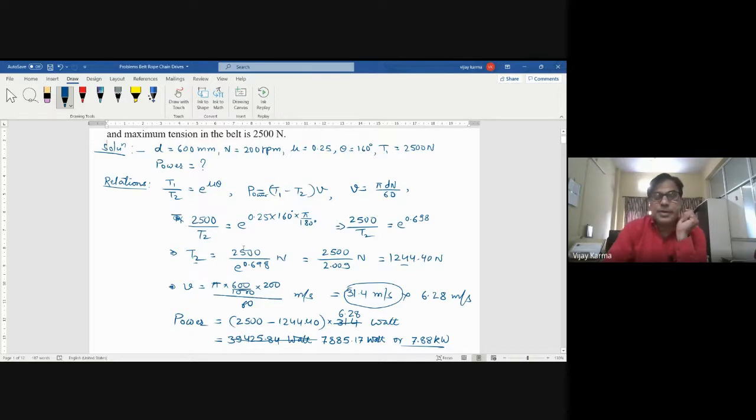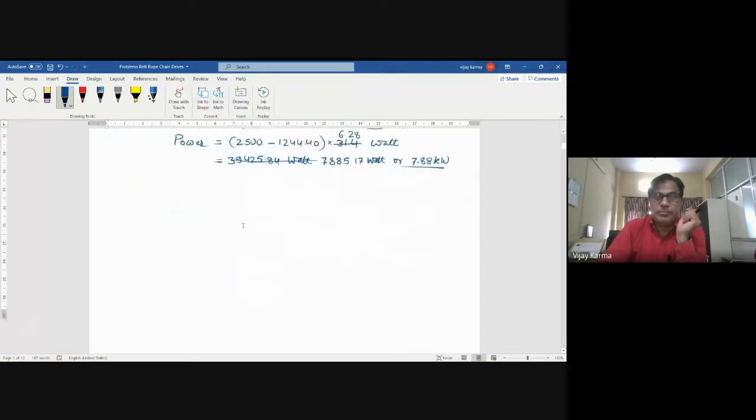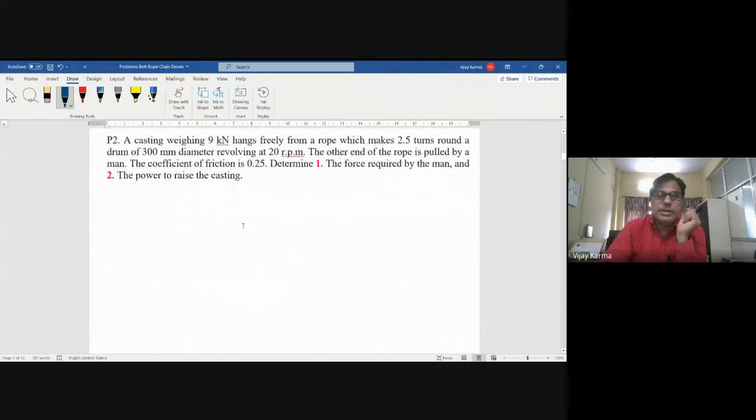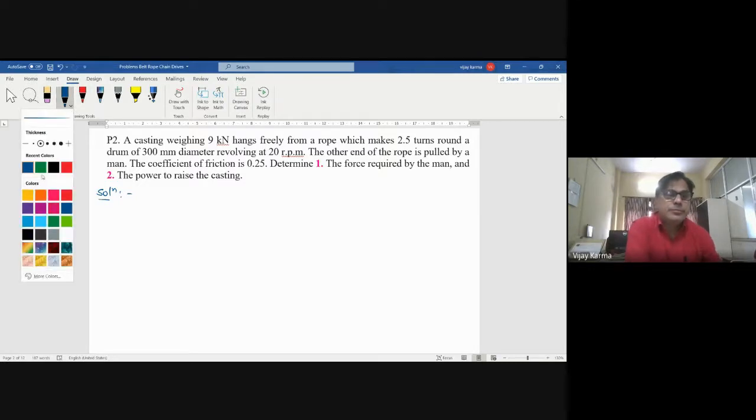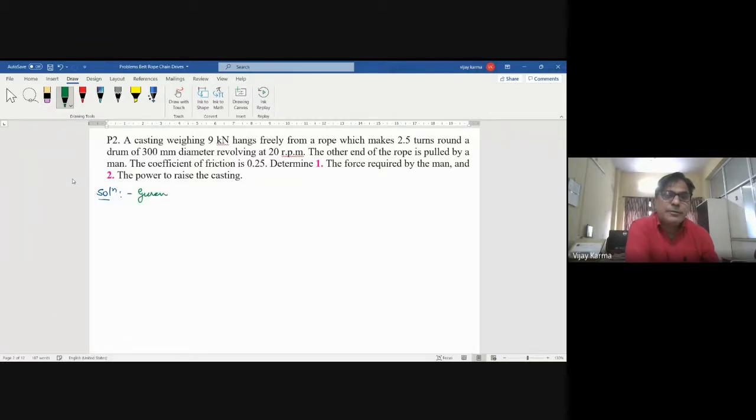Okay, move on to the next problem. So this is the next problem. Simple problem. First, what is given? So let's write the solution. So first is the given data.